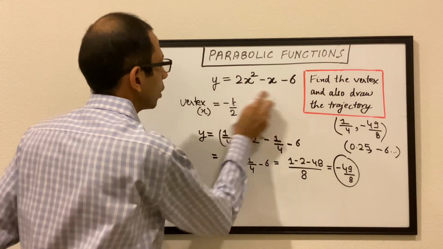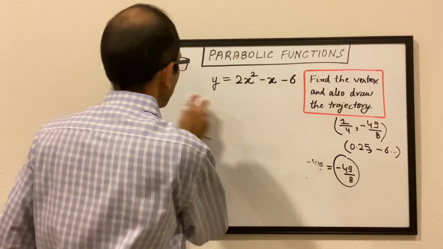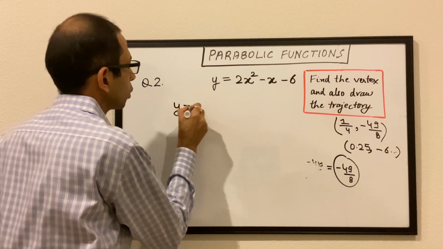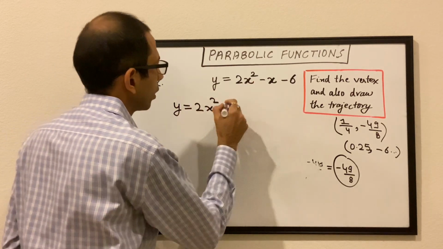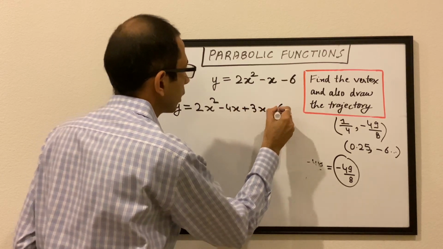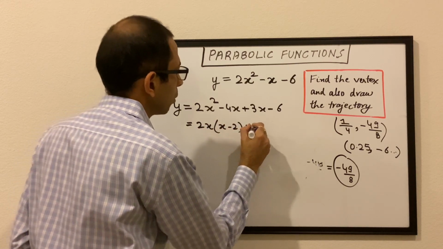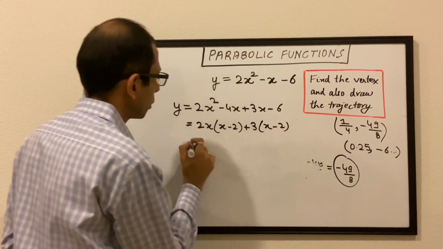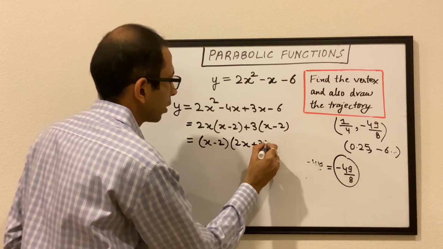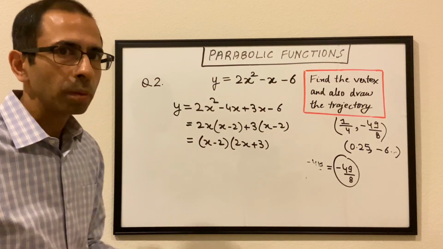We can use the grouping method to factor this quadratic. So let's say we use that and we get 2x squared minus 4x plus 3x minus 6. Take 2x common here, x minus 2, plus 3 common here, x minus 2, and then we finally get x minus 2 and 2x plus 3, right? So we were able to factor this quadratic using the grouping method.